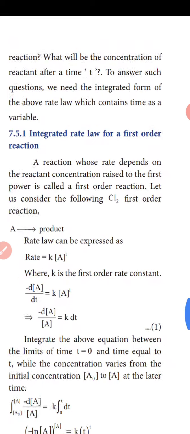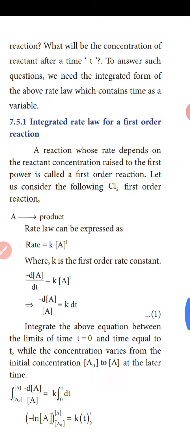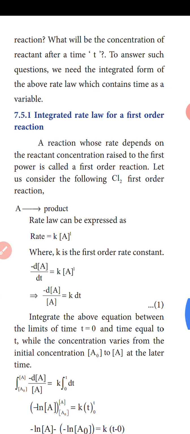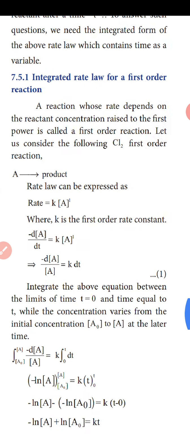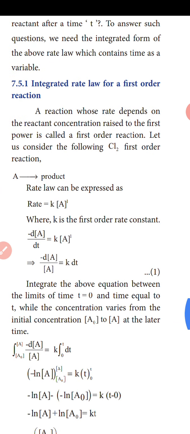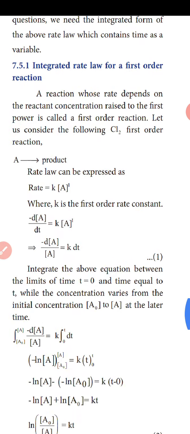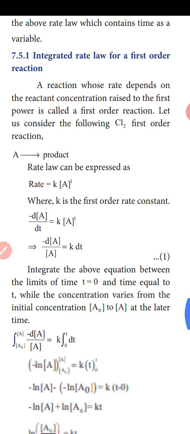Here k is the first order rate constant, so minus d[A]/dt equals k[A]. So minus d[A]/[A] is equal to k dt. We integrate the above equation between the limits of time t equal to 0 and time equal to t, while the concentration varies from the initial concentration [A]0 to [A] at the later time. So we apply the integration from [A]0 to [A], the initial state to the final state, of d[A]/[A].